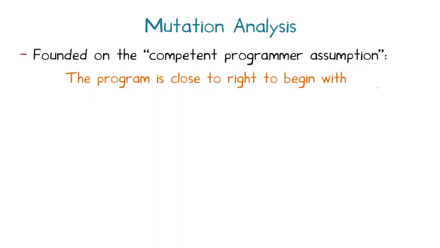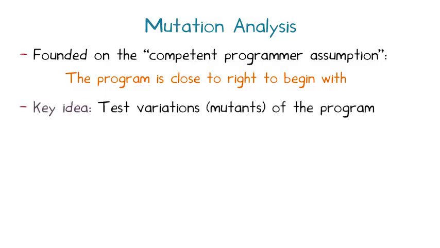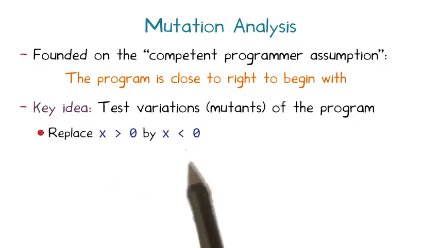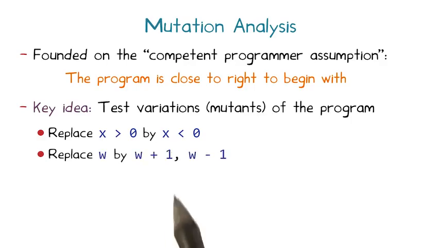Mutation analysis is founded on the competent programmer assumption, which is that the program is close to being correct to begin with. The bugs we encounter are likely going to be based on small errors, such as missing a minus sign or replacing a 1 with the letter l, instead of sweeping errors in the program's overall logic. The basic idea of mutation analysis, therefore, is to test variations or mutants of the program under test. For example, we might switch the direction of a greater than sign to a less than sign, or we might add or subtract 1 from some numerical expression.